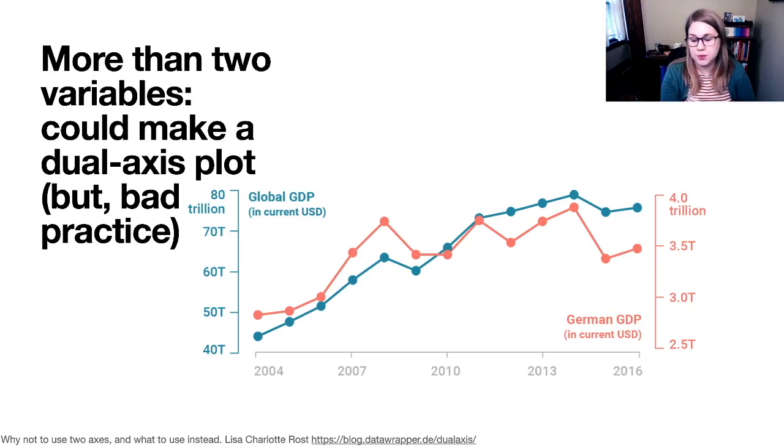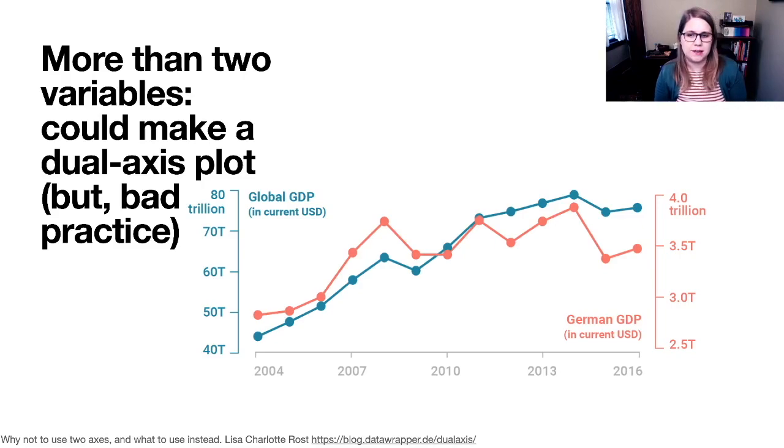So all the examples that we've seen so far have been visualizing a time variable and then one other variable. But what if you have more than two variables that you want to show over time? One option would be to make a dual axis plot, so have one axis on the left and one on the right, and then maybe that would allow you to show something about the relationship between global GDP and German GDP.